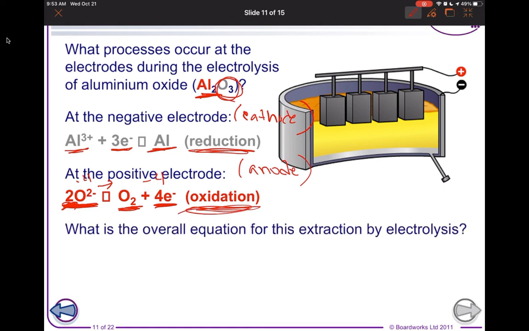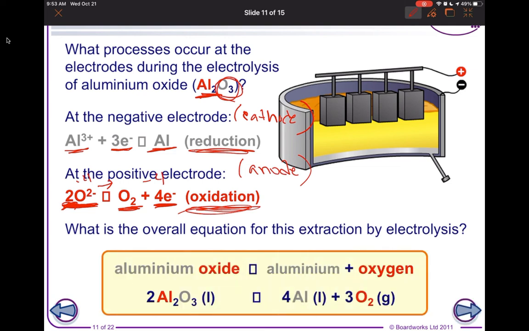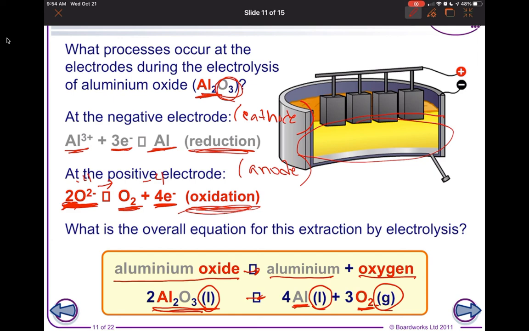So my overall equation for the extraction of aluminum by electrolysis is aluminum oxide, so this is the Al2O3. These should be arrows. Produces aluminum and oxygen. So aluminum, Al, and oxygen, O2. Now let's look at the state symbols. We have an L here, an L here, and a G here. And that's because, remember, when you looked at this yesterday, within my cell here, that aluminum oxide is molten, which means it is liquid. So that's why the aluminum oxide has an L over here, because it is molten.